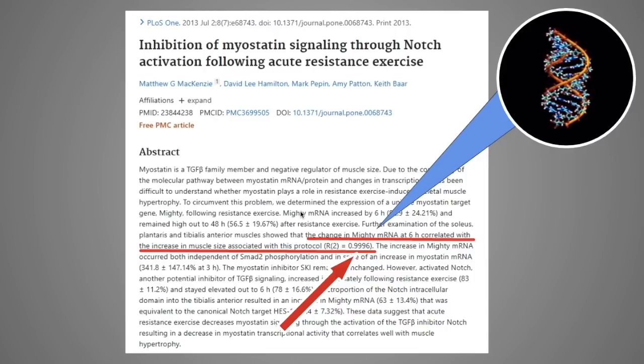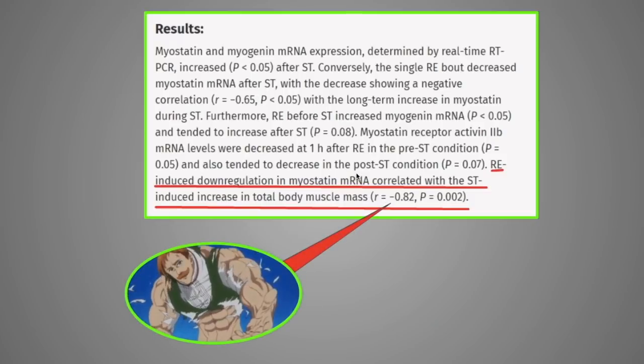So if you want to put on gains, you have to lower myostatin. Another study shows the same thing: the correlation between the amount of gains you put on after training and your ability to lower myostatin is negative 0.82, which is massive.